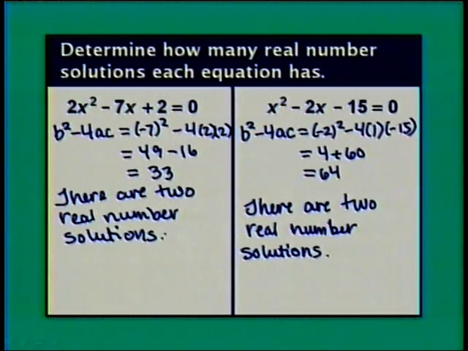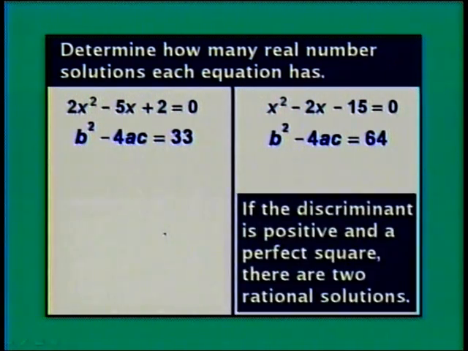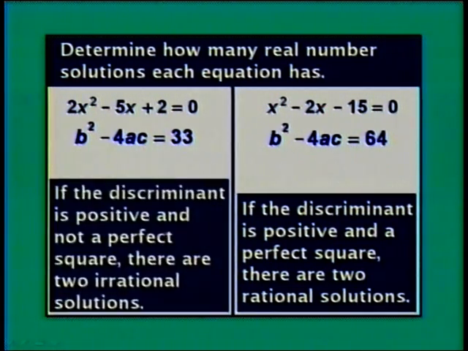I want to look at one more thing about these last 2 examples. We got a discriminant of 64 and a discriminant of 33. 64 is a perfect square. If the discriminant is positive and a perfect square, there are going to be 2 rational solutions. 33 is not a perfect square. If the discriminant is positive and not a perfect square, there are 2 irrational solutions. We haven't seen any of those yet.